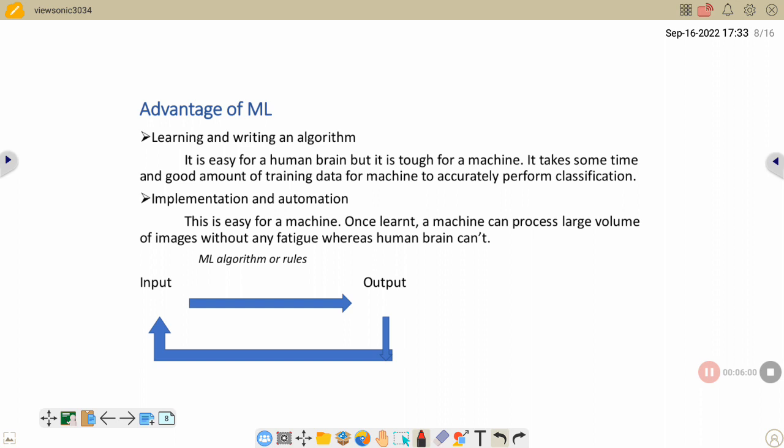Now the next point is implementation and automation. So this part is basically easy for a machine. Once learned, a machine can process a large volume of images without any fatigue, whereas it is nearly impossible for a human brain to do that, large volume of images processing.